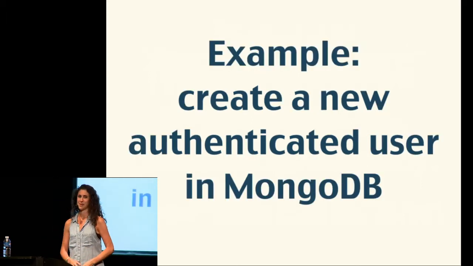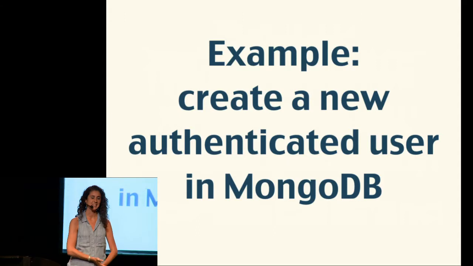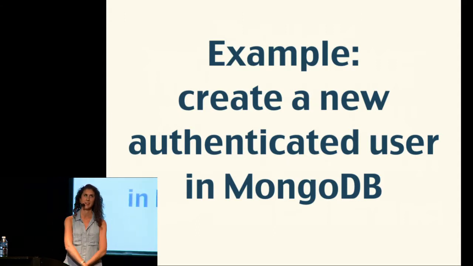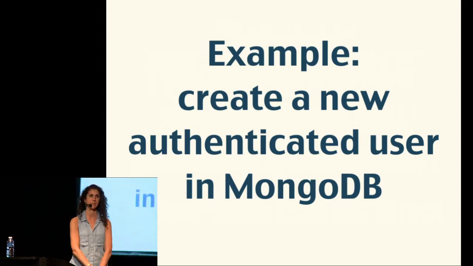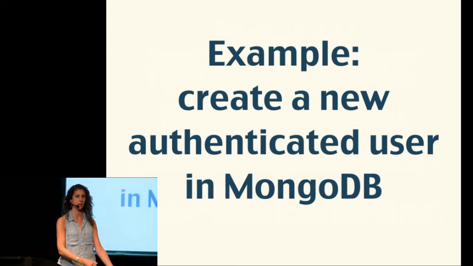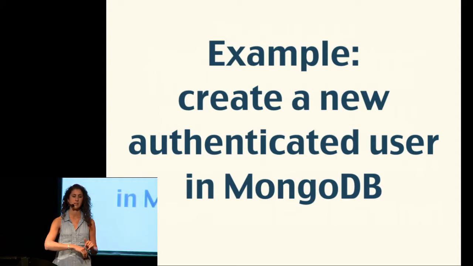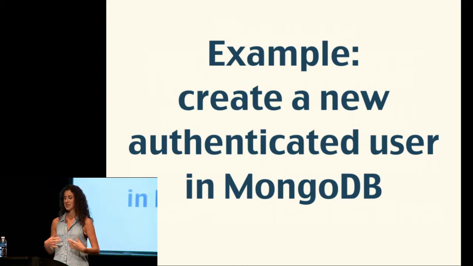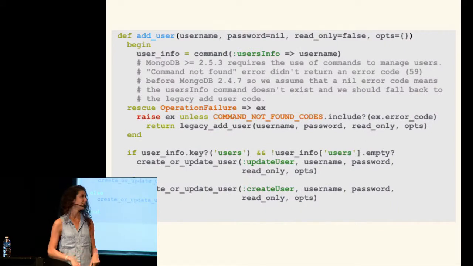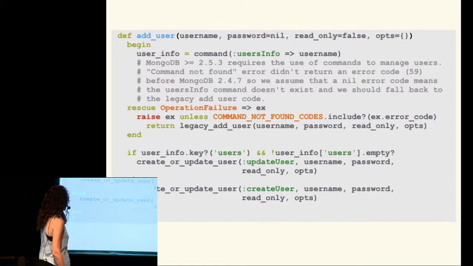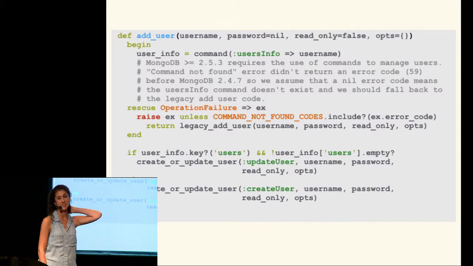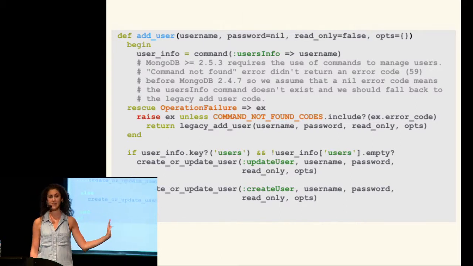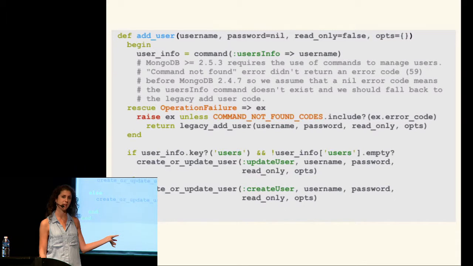To give you an example of the kind of craziness that goes on in the Ruby driver in order to support basically four different versions of the server: not only do we have to be backwards compatible, we also have to know what's coming up in the server and what changes are going to be there. Right now the current version is 2.6. The next one is 2.8, and there are a lot of changes in 2.8. In particular, there is this horrible part of the code for adding an authenticated user to the database. This actually isn't even including the code that handles the 2.8 situation.